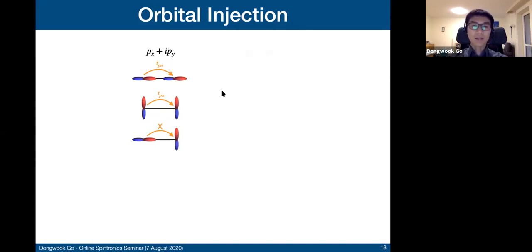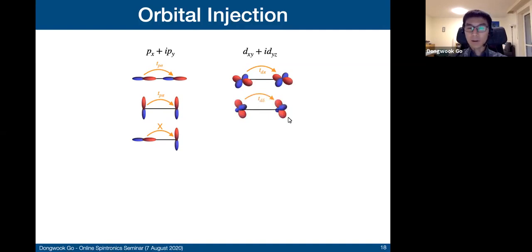The same thing can also be considered in a d orbital system. For example, the xy orbital can hop by pi hopping, and the yz state can hop by delta hopping. But hopping from xy to yz is impossible, because for this hopping we have a mirror plane, so the hopping integral is zero due to the existence of the mirror plane.